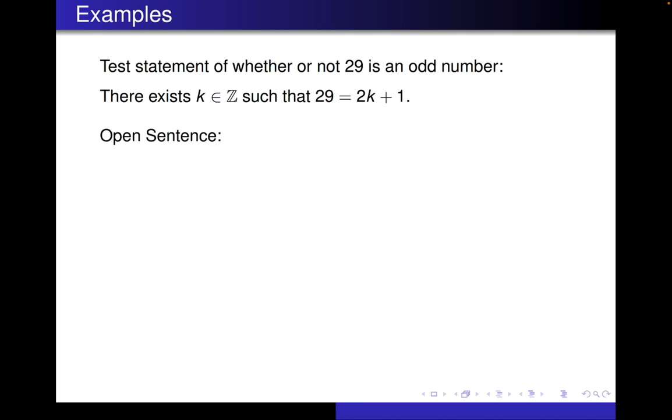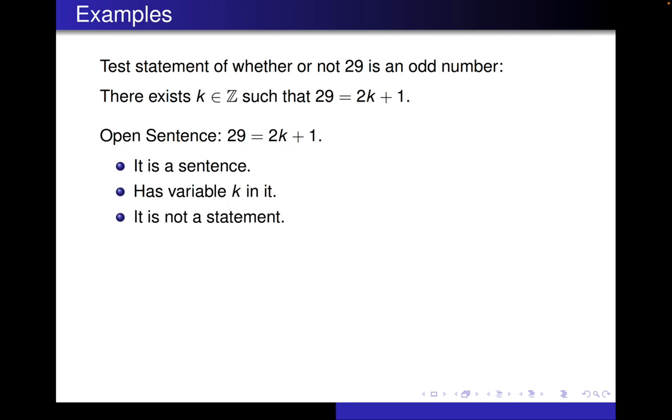However, there is an open sentence in there. If you look carefully, 29 equals 2k plus 1. It is a sentence. It has a variable in it, k. It is not a statement, not by itself. 29 equals 2k plus 1 is not a statement.